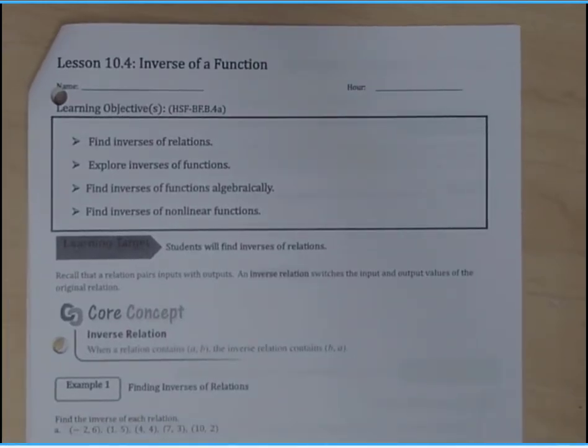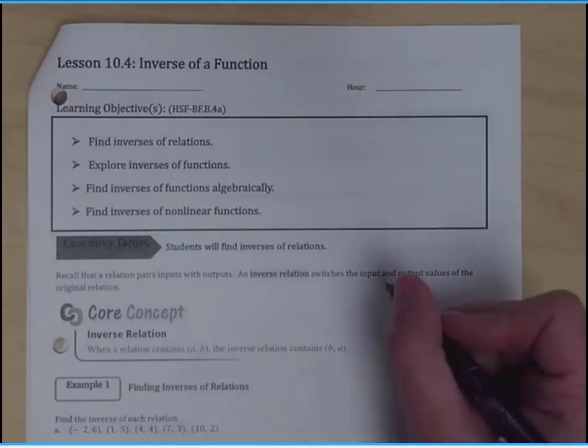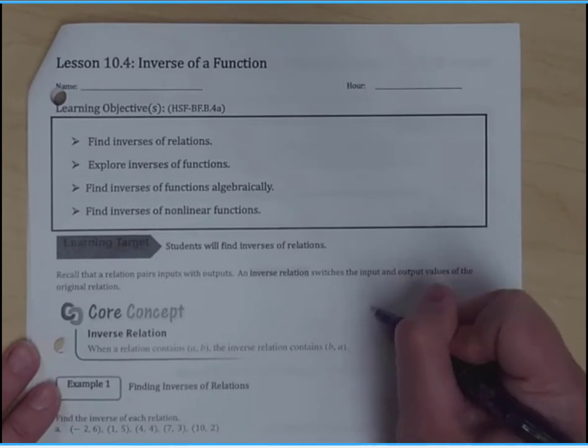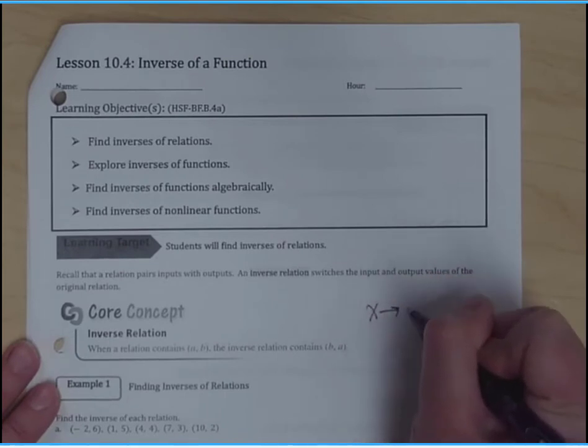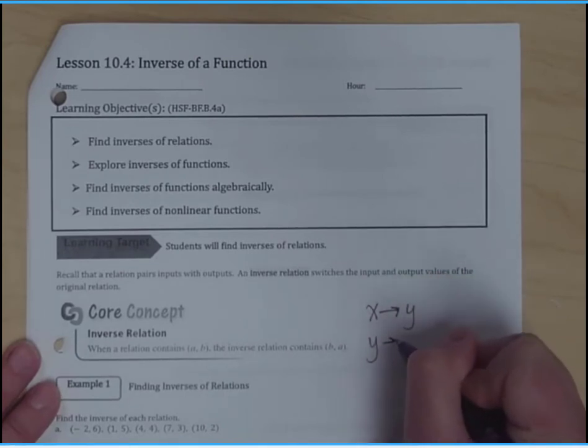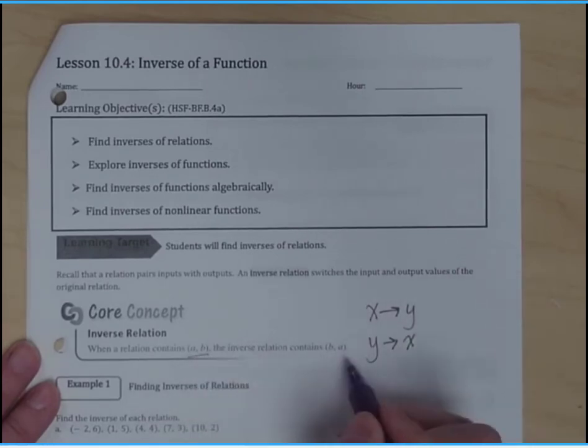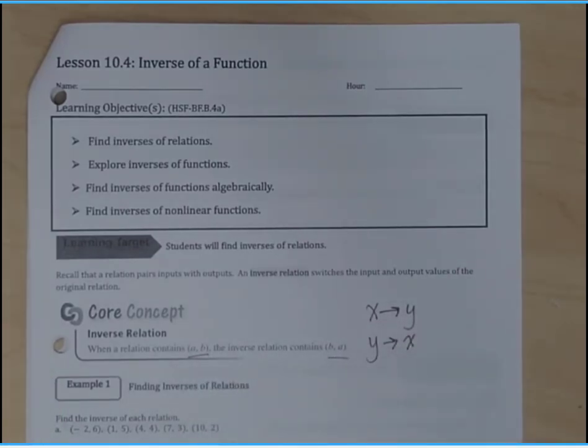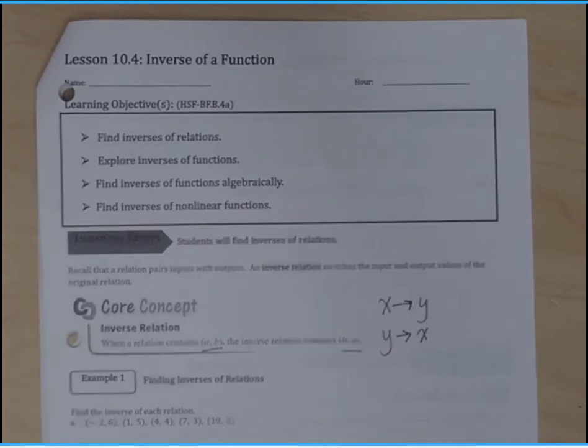All right, today we're going to look at 10-4, inverse of a function. Now remember, inverse means opposite. So if I'm looking for the opposite of x, that would be, well, y. So in order to find the inverse, my x is going to become y, and my y is going to become x. So we're going to swap those two to find the inverse functions.